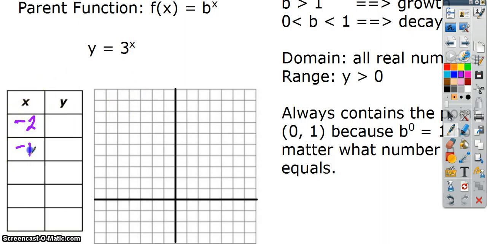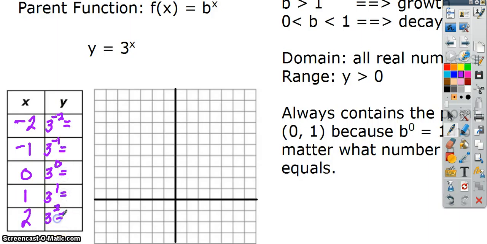Alright, so let's make a table of values over here. So we go -2, -1, 0, 1, and 2. Alright, and then we're plugging in this. So this is going to be 3 to the -2, and 3 to the -1, and 3 to the 0, so on. Okay, we actually want to know what these things equal so we can put them on this graph over here.